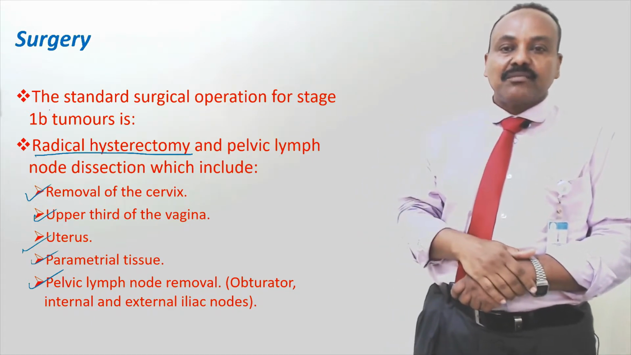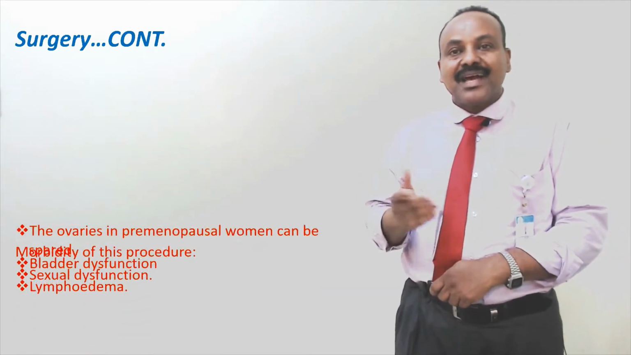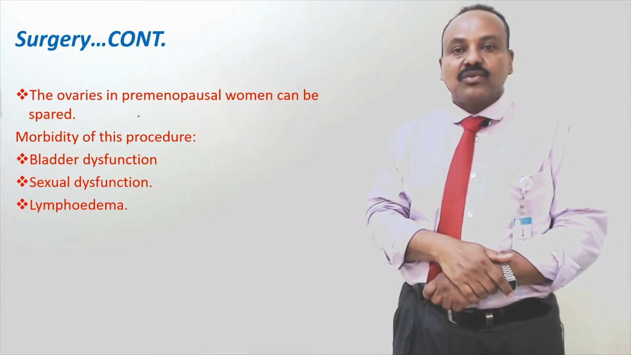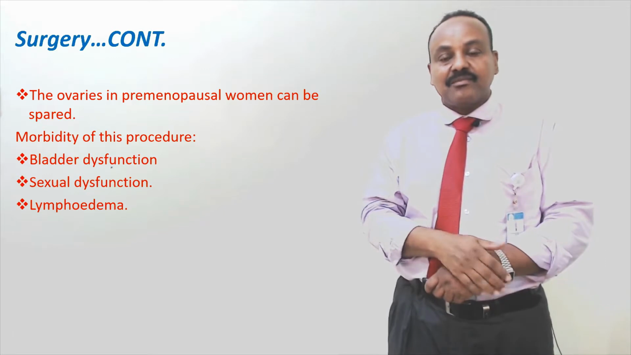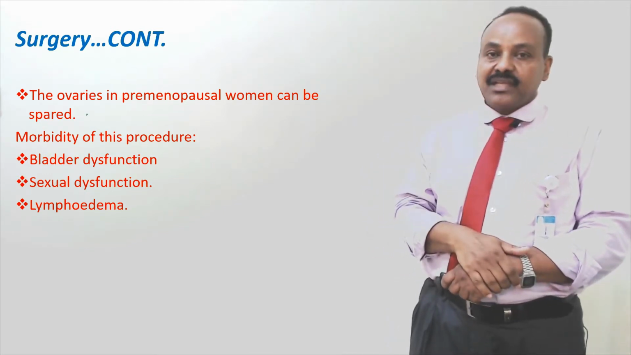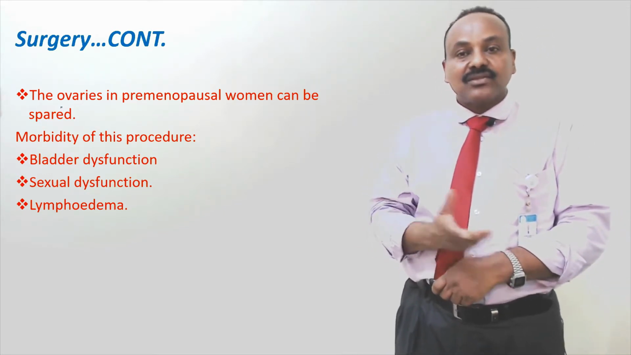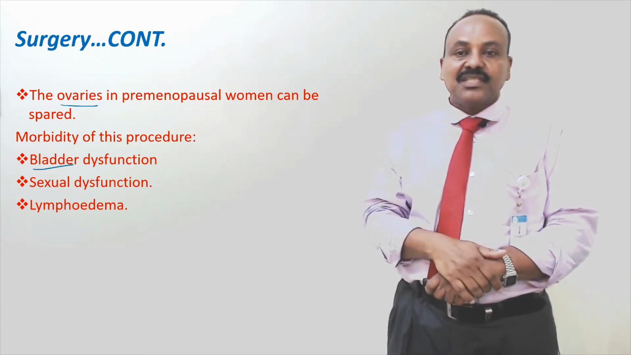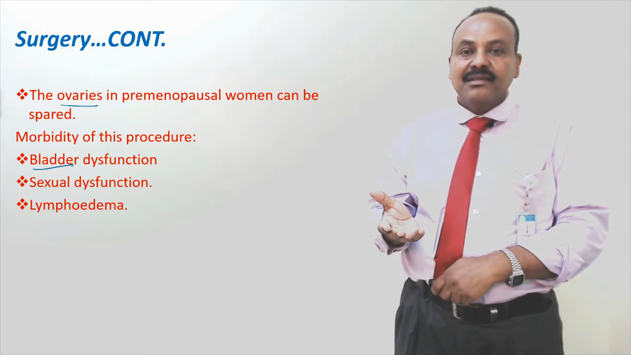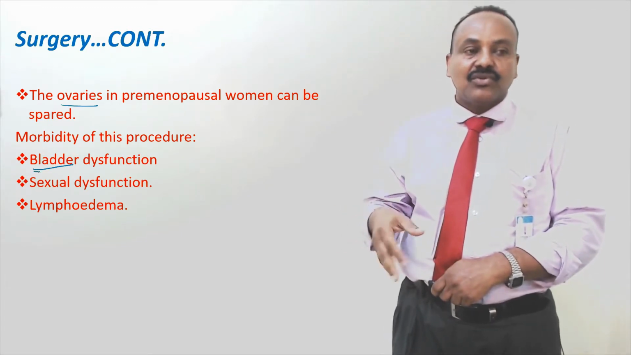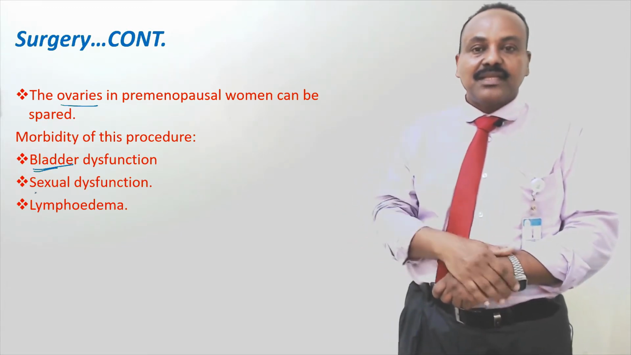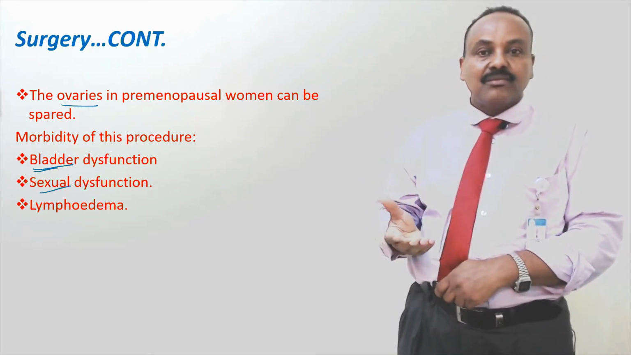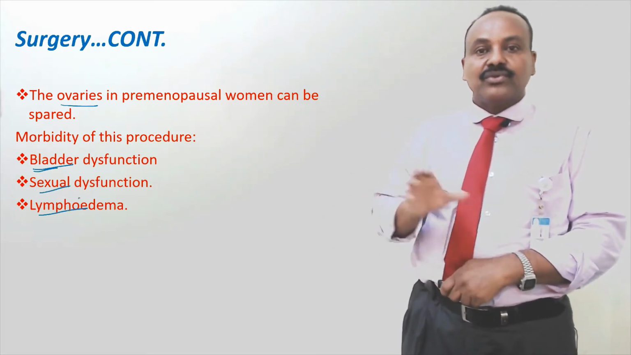This type of treatment has a good prognosis but has some complications. The ovaries in premenopausal women can be spared; in this treatment, you leave the ovary. And what are the complications of such treatment? Morbidity in this procedure includes bladder dysfunction, because you remove nerves around the bladder, sexual dysfunction, and lymphedema, because you remove lymph nodes.